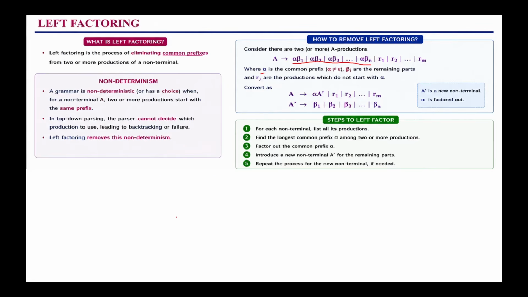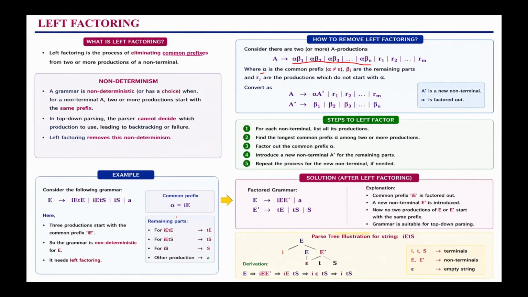So these are the steps which I have given, and I'll give you one simple example having the left factoring in it. When you take this production, E tends to iEtE, iEtS, iS and a. This grammar is meant for if else. When you see here this iE, can you see this iE is a common prefix here? Three productions start with the common prefix iE here. So the grammar is a non-deterministic grammar. So it needs left factoring, which means it needs to be removed.